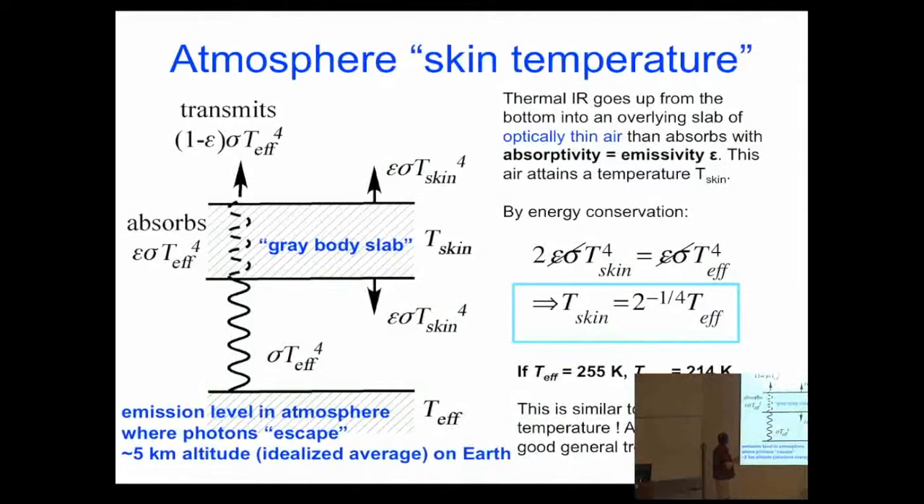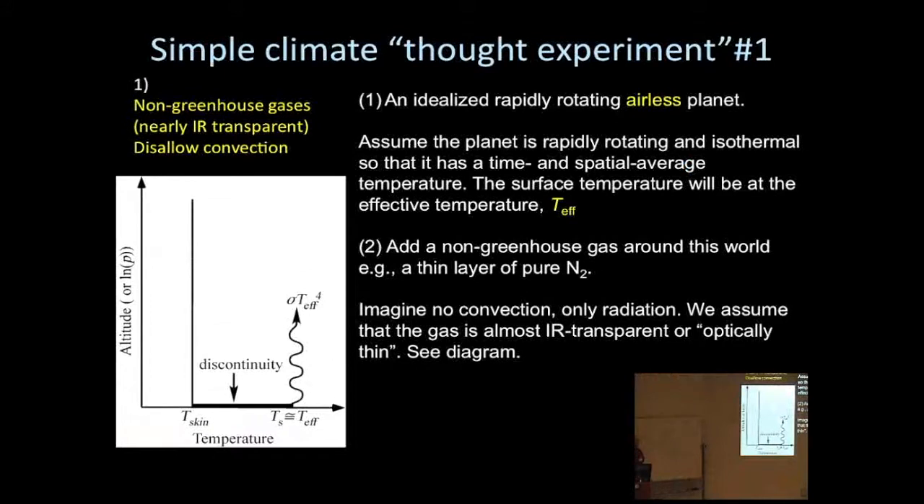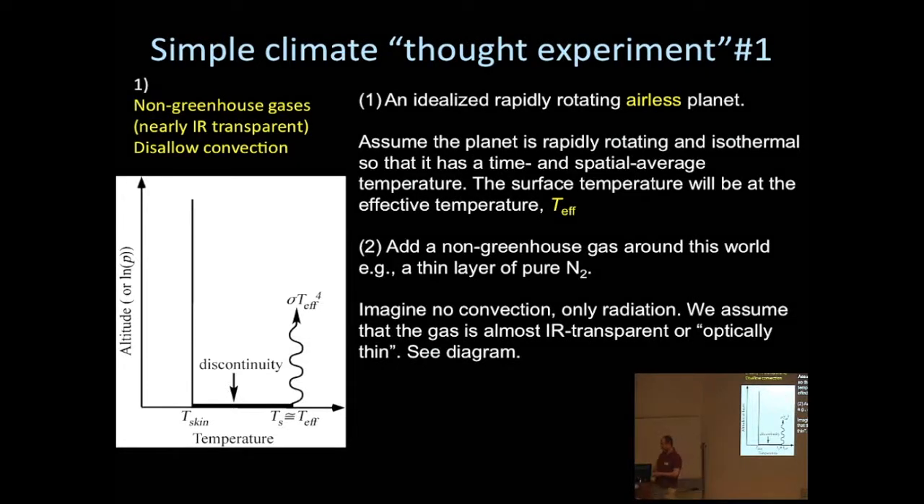Yes, so you'll just get more and more. It will just be an isothermal skin temperature like this if you do that same kind of thing. So now apply this in a thought experiment to climate. Let's imagine an idealized, rapidly rotating, airless planet initially. We assume that it's rapidly rotating so that temperature is spread, let's assume that it's isothermal. It has to be the same temperature everywhere. And this means that the surface temperature will be the effective temperature.